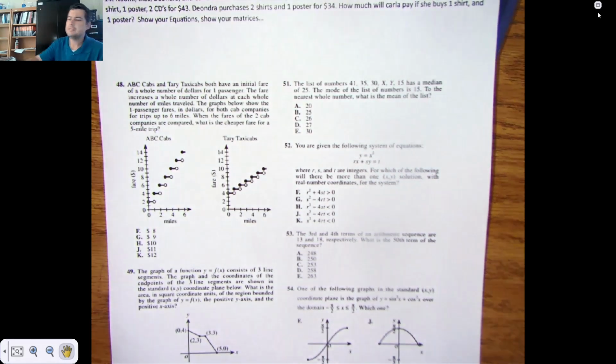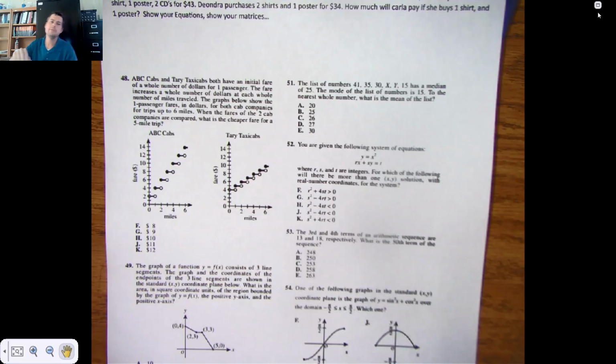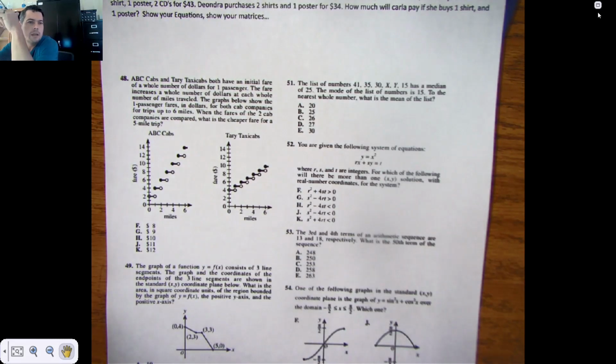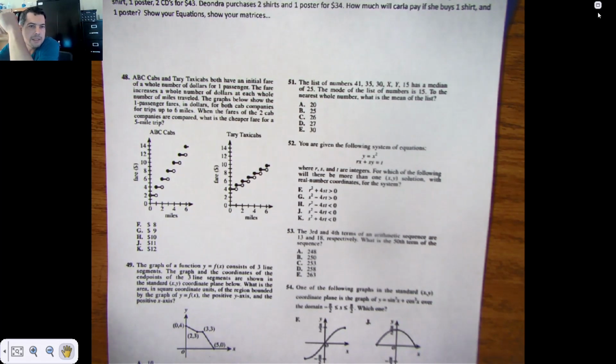Alright, so we have here step functions. We just learned how to do those in Algebra 2. ABC cabs and taxi cabs have initial fares of a whole number of dollars for one passenger. The fare increases a whole number of dollars at each whole number of miles traveled. The graphs below show one passenger fares in dollars for both cabs. When the fares of the two cab companies are compared, what is the cheaper fare for a 5-mile trip?